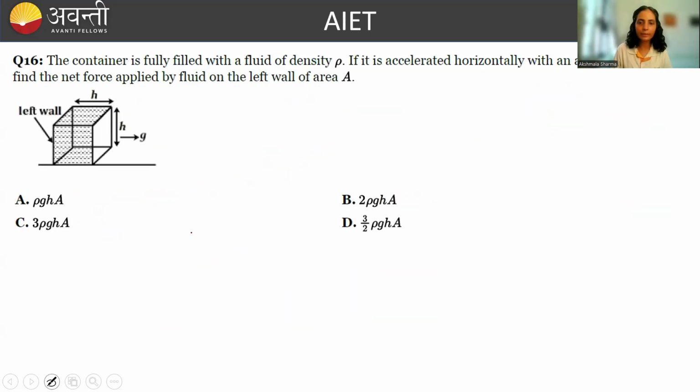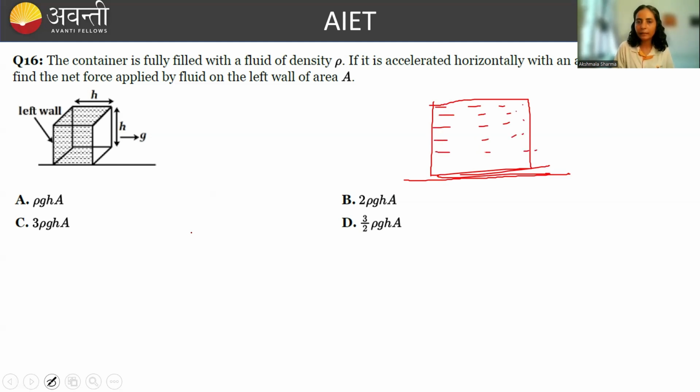Let's move on to the next question. The container is fully filled with a fluid of density rho. If it is accelerated horizontally with an acceleration g, find the net force applied by the fluid on the left wall of area A. How to solve this question? Suppose this tank is at rest. If it is at rest and filled with water, what will be the force acting on this wall?